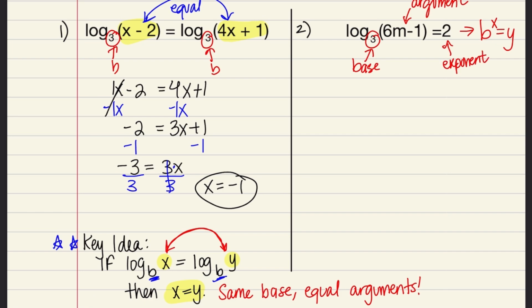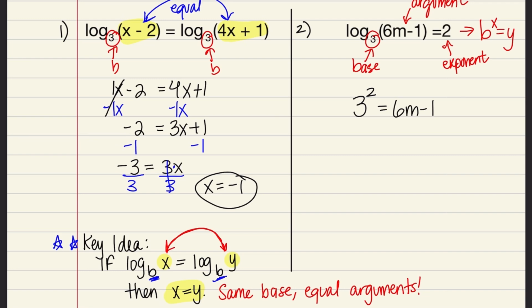Okay? So because I want to change it to its exponential form, I'm going to use all of these to rewrite this logarithmic equation. I should see 3 to the power of 2 equals 6m minus 1, because my base is 3, my exponent was 2, and 6m minus 1 is my argument. From here, it's our job to simplify and use inverse operations to evaluate what m equals.